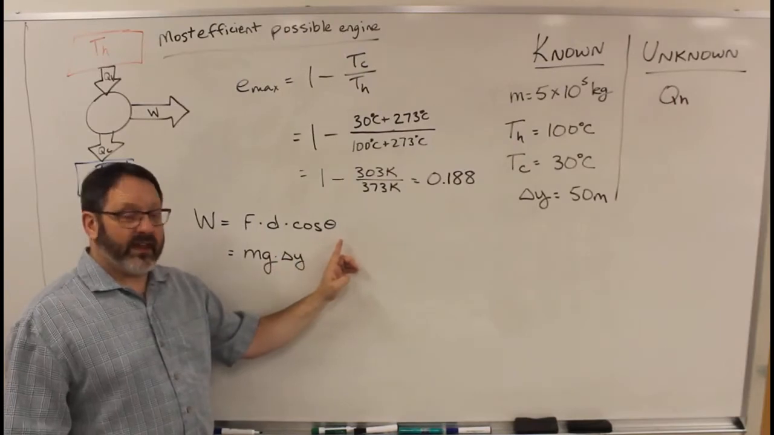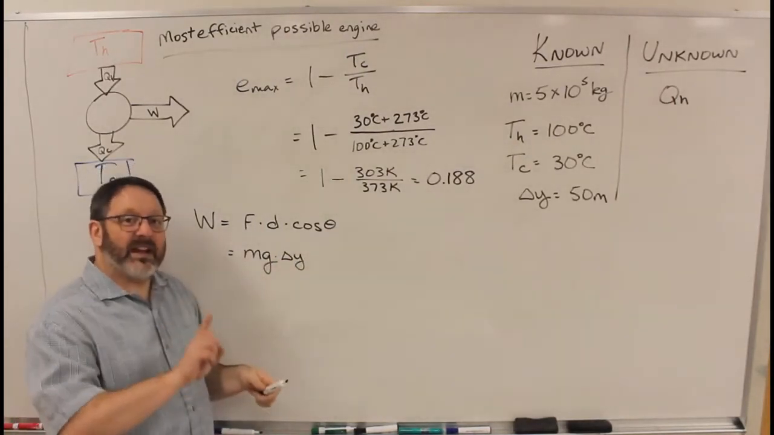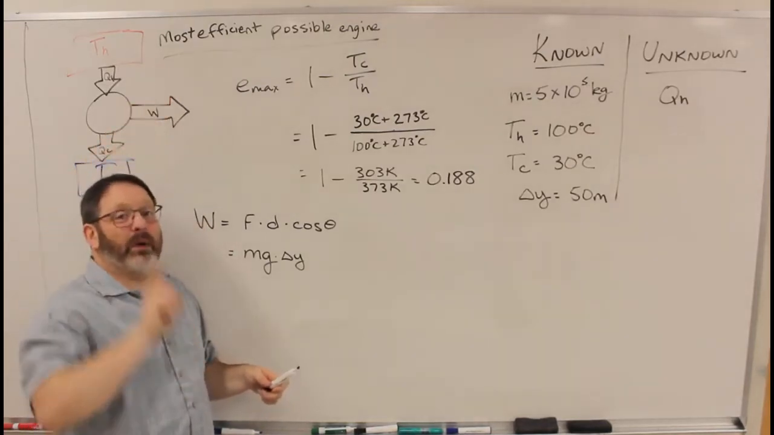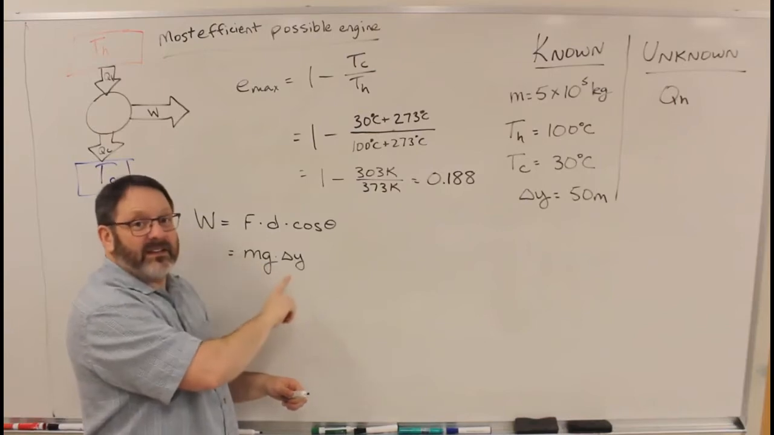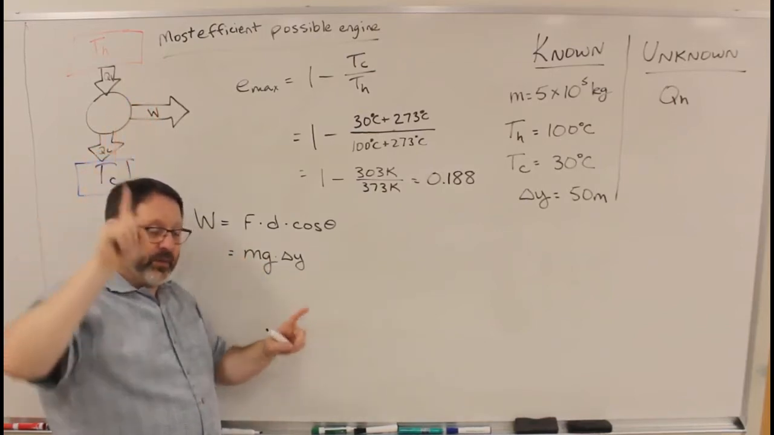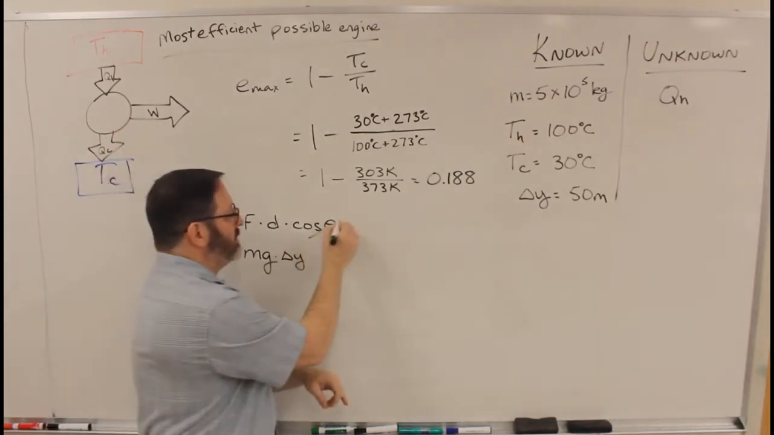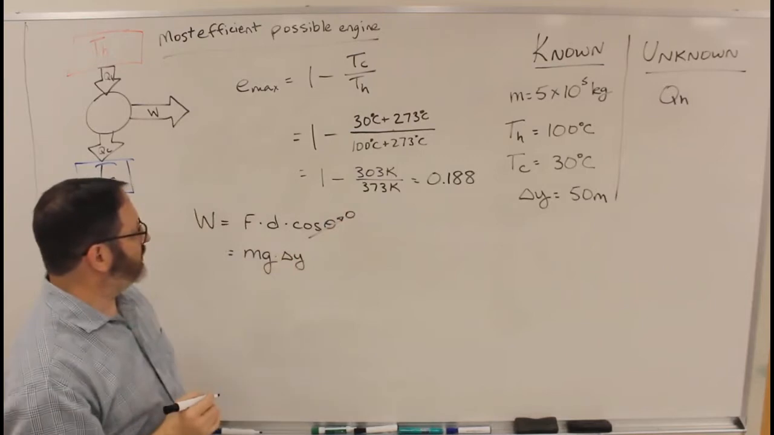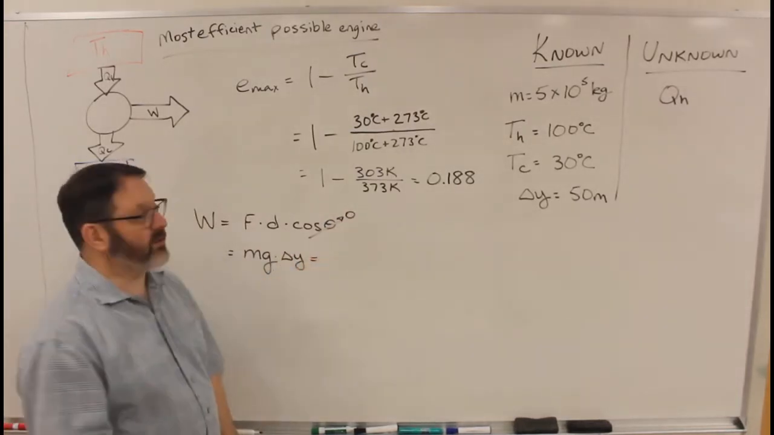So now, what is theta? I said the force was gravity. Actually, the force that I need to use to go up the hill, I have to oppose gravity. So this is the magnitude of the force that I need in the upward direction. Delta y is going upward. So both going up, theta is 0. That means cosine theta is 1. So m times g times delta y gives us the amount of work.